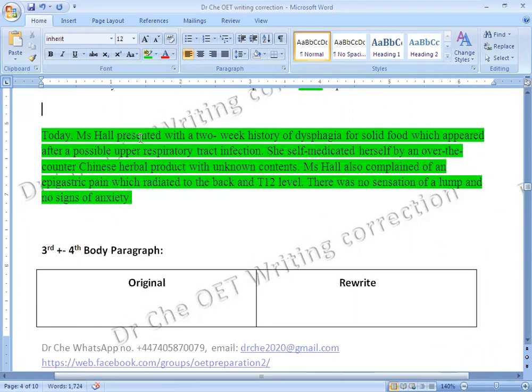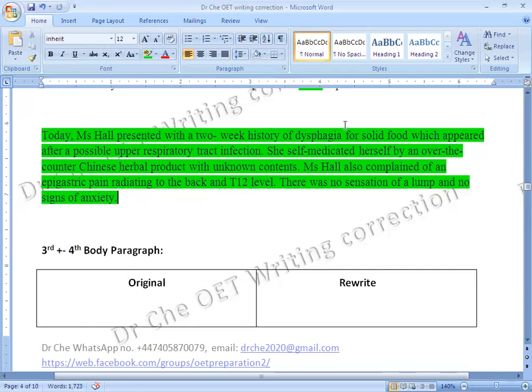Today, Ms. Hall presented with a 2-week history of dysphagia for solid food, which appeared after a possible upper respiratory tract infection. She self-medicated with an over-the-counter Chinese herbal product with unknown contents. Ms. Hall also complained of epigastric pain, which radiated to the... No, it should be radiating to the back and T12 level. There was no sensation of a lump and no signs of anxiety.